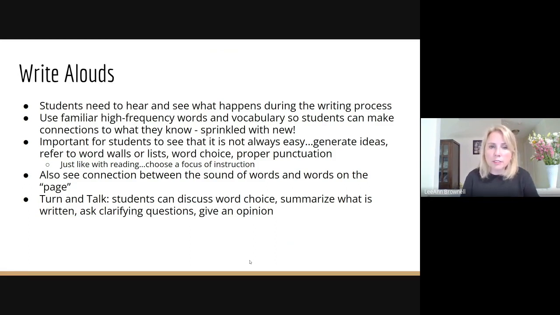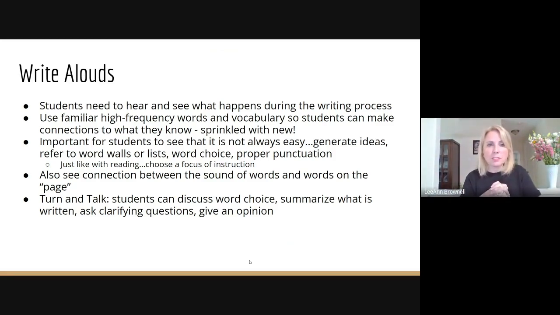They also can see a connection between the sound of words and the words on the page. So, this is a great opportunity for them to be connecting that words that they speak are then words on a piece of paper. Okay.